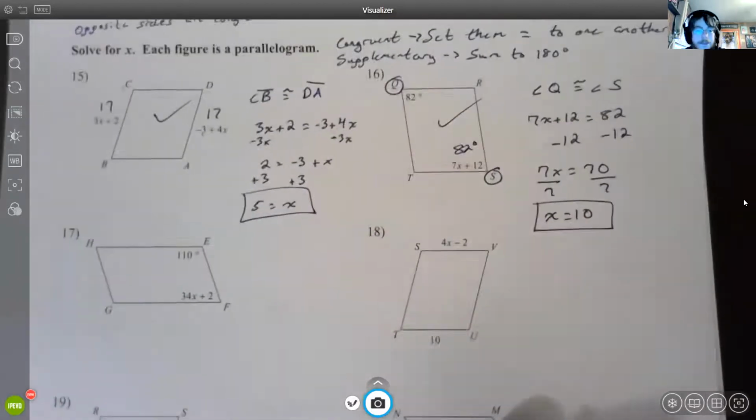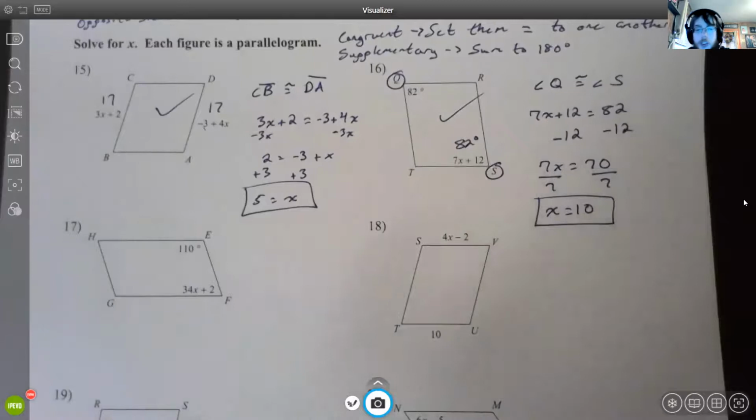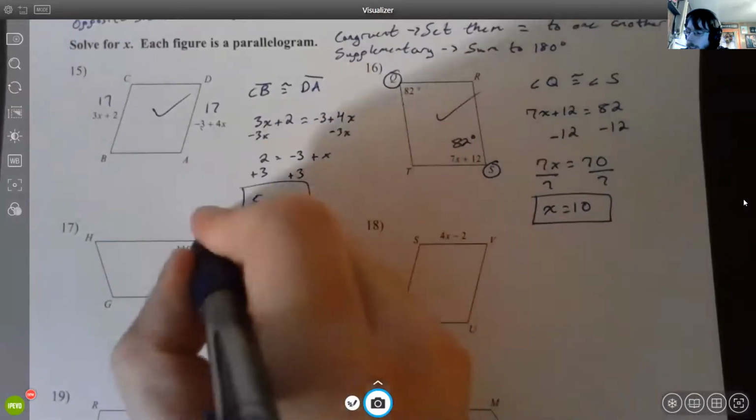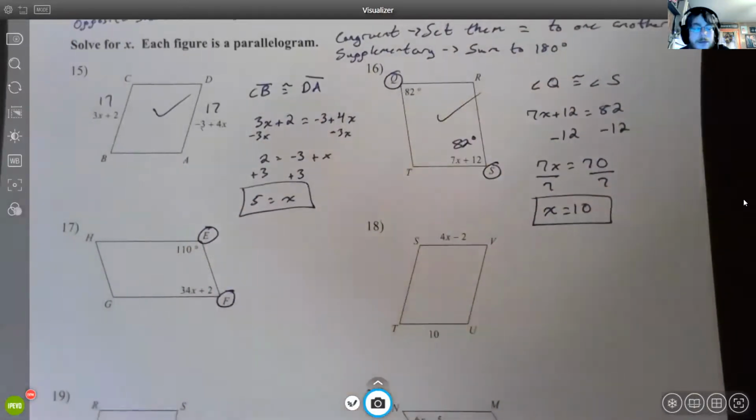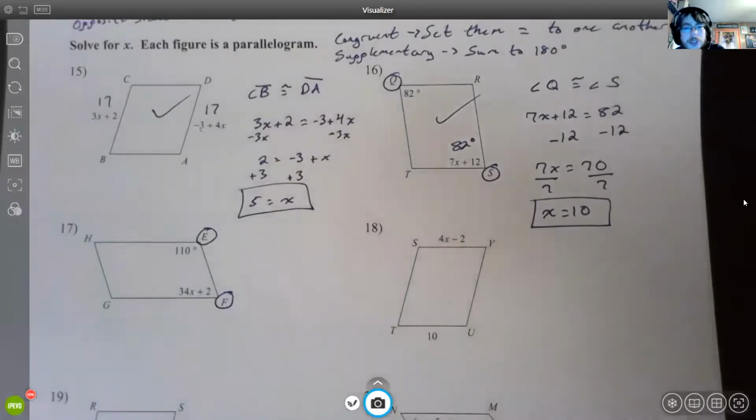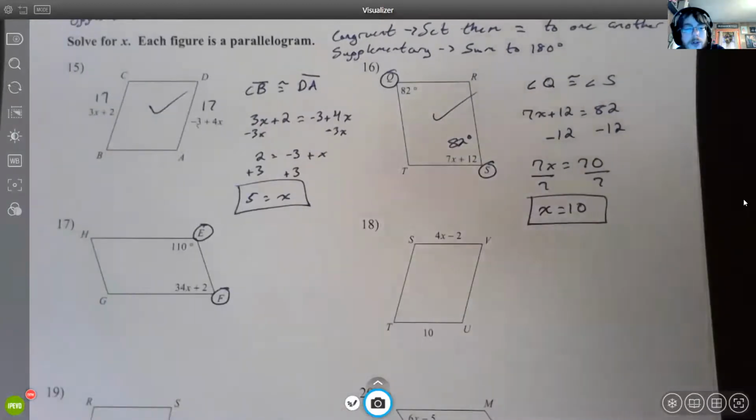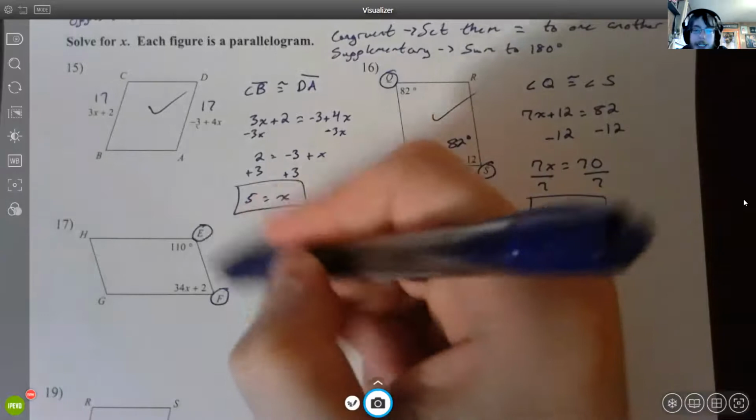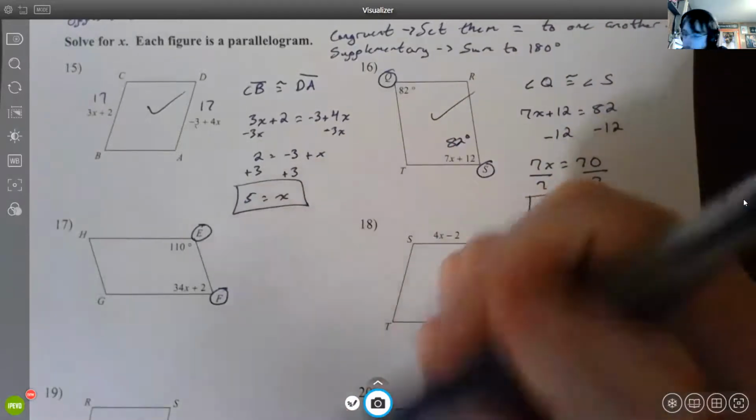Number 17. Again, we're dealing with angles here. We're given angle E and angle F. And are these angles opposite or are they consecutive? If you look here, we see that E and F are connected by this line here. So we know they are supplementary.